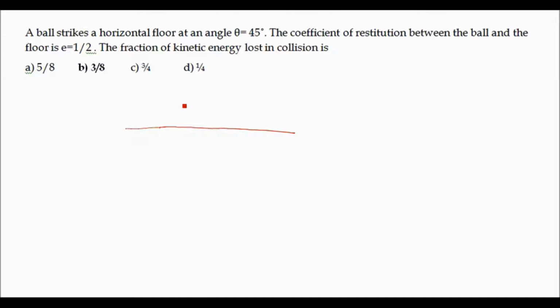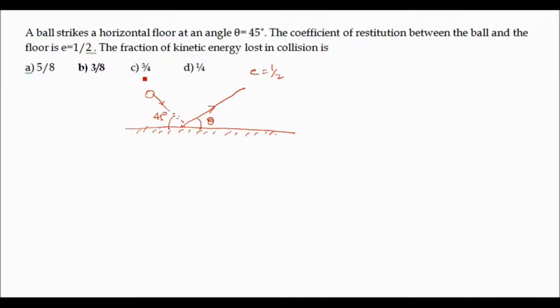So I just draw the figure for this. This is our floor, and the ball strikes this floor making an angle theta is equal to 45 degree. Afterwards it moves making some angle. Suppose this is now angle theta, and this is the path before collision, this is the path after collision, and it is given that e is equal to 1 by 2. You have to calculate the fraction of kinetic energy lost.